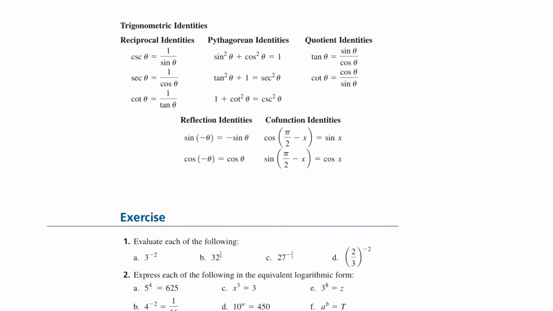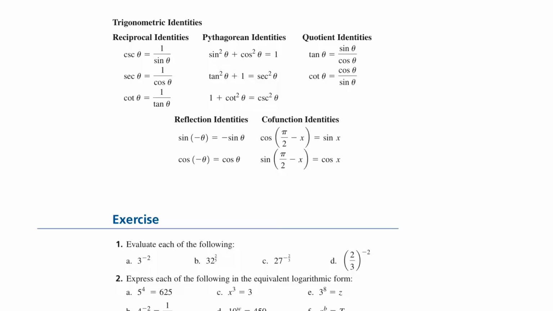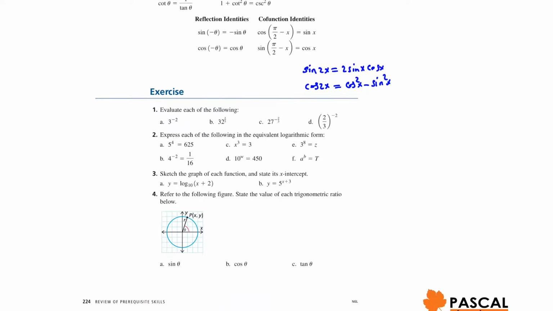Some basic identities. Sine squared of x plus cosine squared of x is always 1. 1 plus tan squared of x is secant squared of x, and 1 plus cotangent squared of x is cosecant squared of x. We also need the double angle formulas. Sine of 2x equals 2 sine of x cosine of x, and cosine of 2x equals cosine squared of x minus sine squared of x.